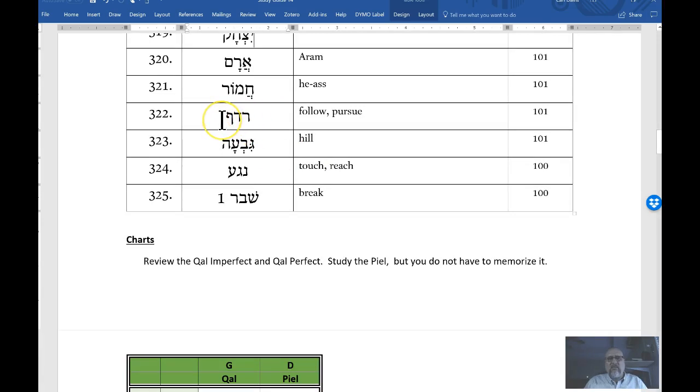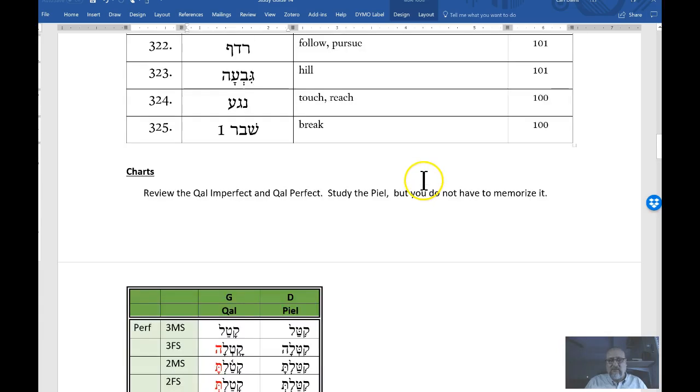Radaf, follow or pursue. Gibeah, so we get Gibeah from it, which means hill. Naga is touch or reach, and shabar is break. Shabar in the Pual we're going to see is smashed to pieces. So, straightforward. Do those 25, review the 50 to 75, and so those will all be on the quiz.